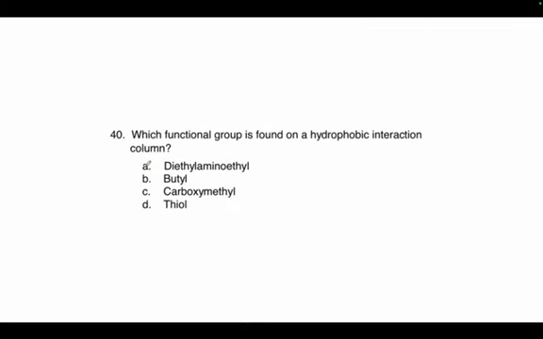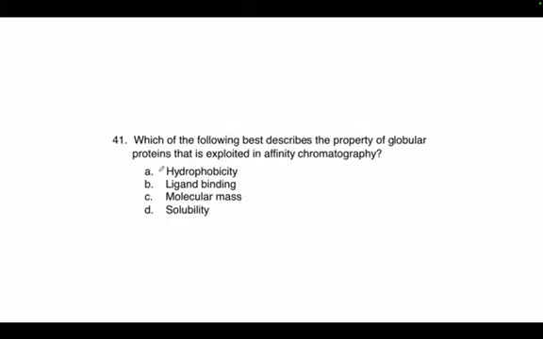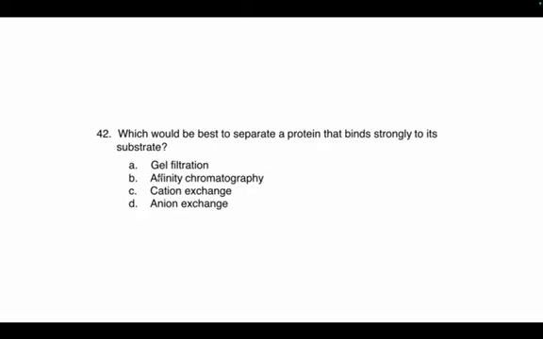Which functional group is found on a hydrophobic interaction column? Obviously, it needs to be a hydrophobic group. It should not be charged. So the answer to this is butyl. Which of the following best describes the property of globular protein that is exploited in affinity chromatography? Answer is ligand binding. Which would be the best way to separate a protein that binds strongly to its substrate? Answer is affinity chromatography, right?